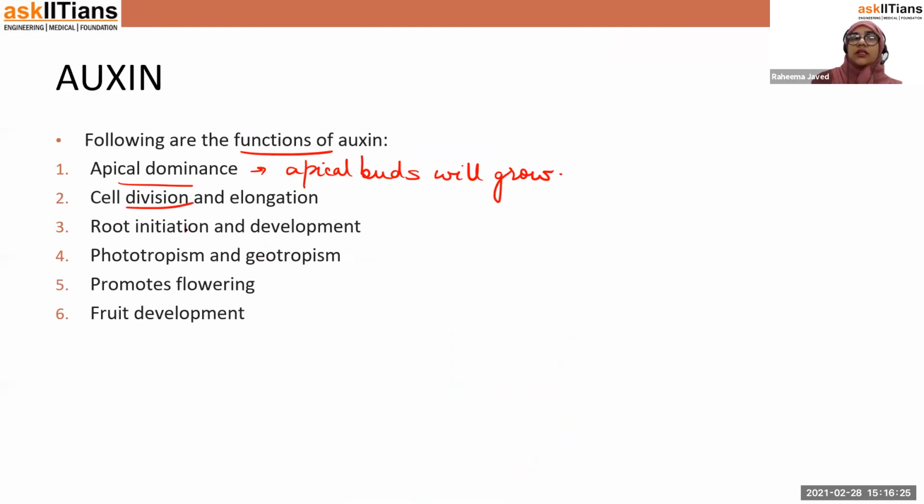It causes cell division and elongation, and with the help of that, it helps in root initiation and development. This helps in growth of the plant. It causes phototropism and geotropism. As you can see, geotropism in the roots and phototropism in the shoots. It also promotes flowering. It helps in flower development and also in fruit development. These are some of the important functions of the first ever plant growth regulator that was discovered, known as auxin.